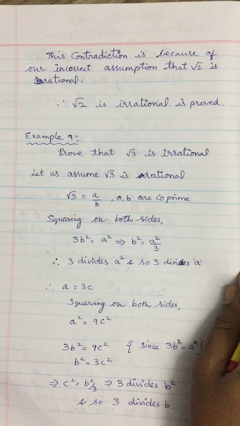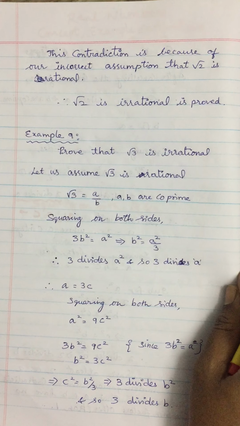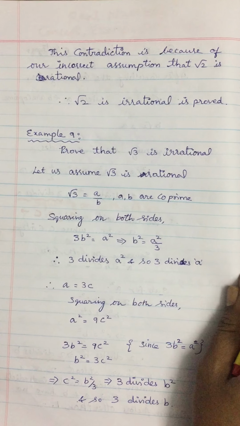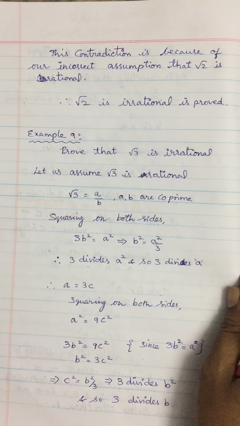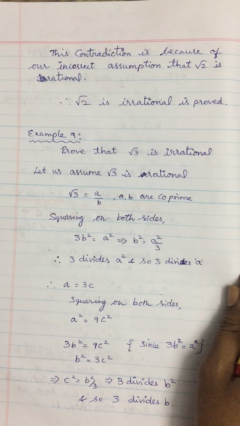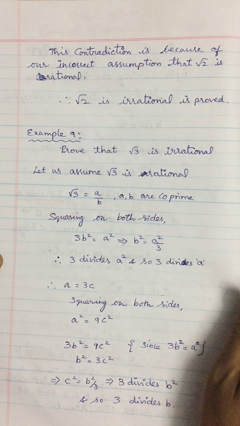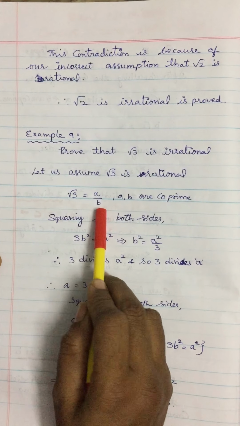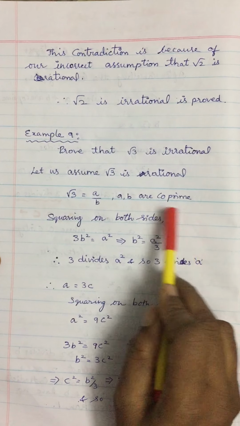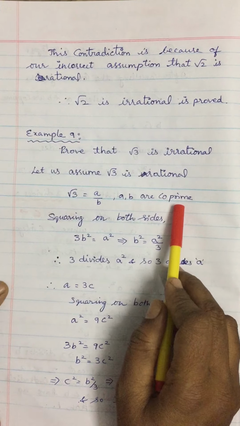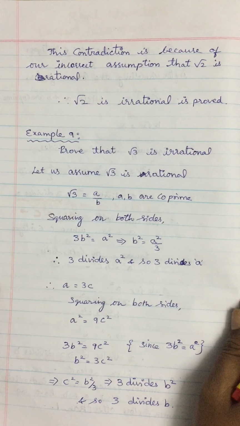You are going to follow the same procedure that you did in the proof that root 2 is irrational, except for the first step. There you assumed root 2 is equal to r by s. Here you are not going to assume that step. You are directly assuming root 3 is equal to a by b, where a and b are co-primes. What does it mean? They do not have any common factor other than 1.